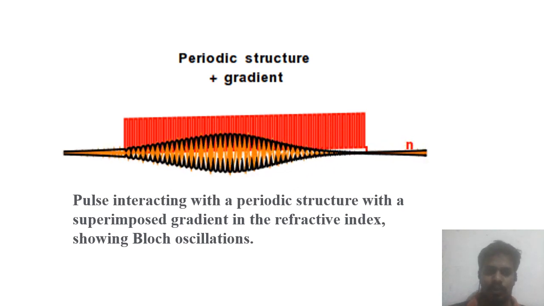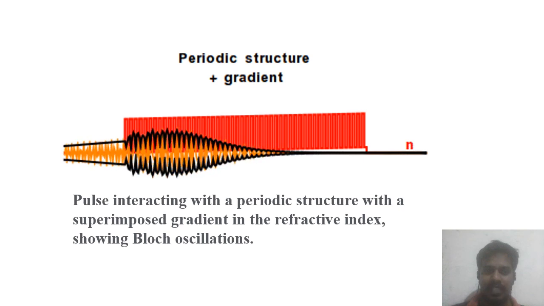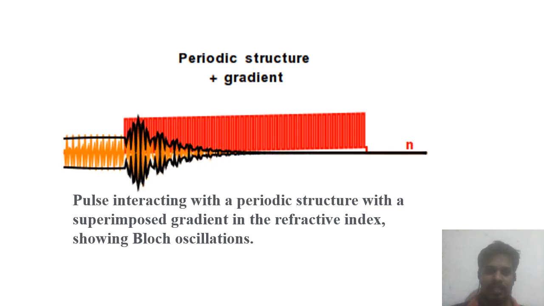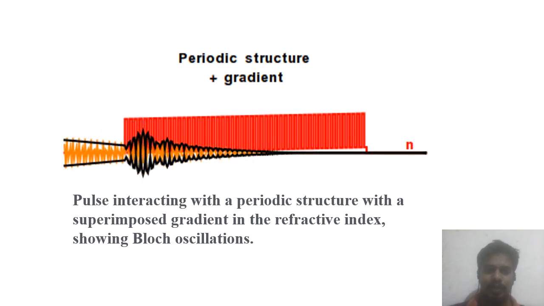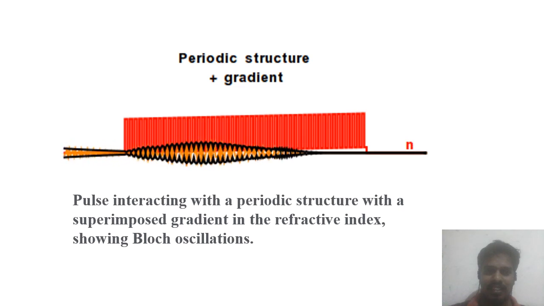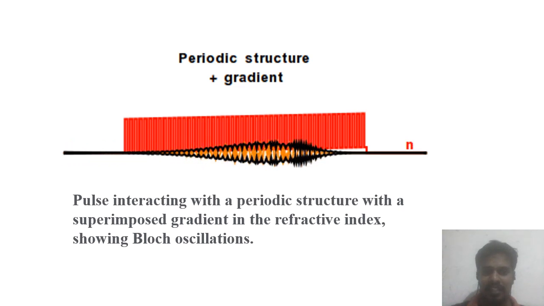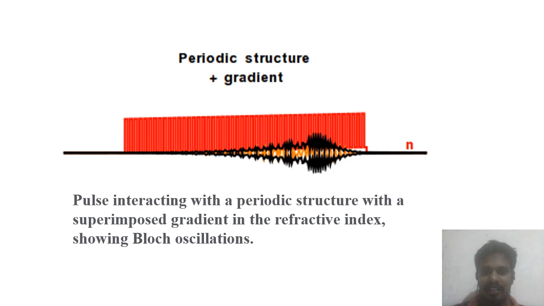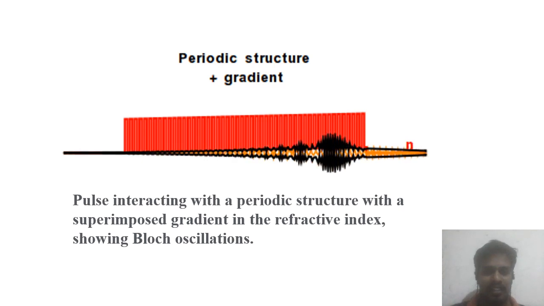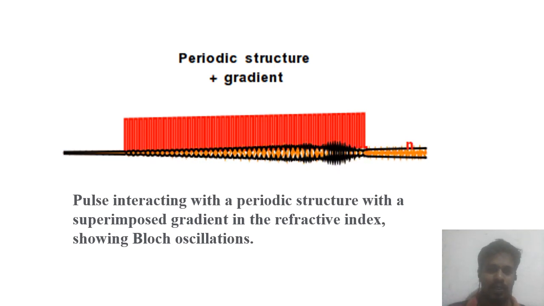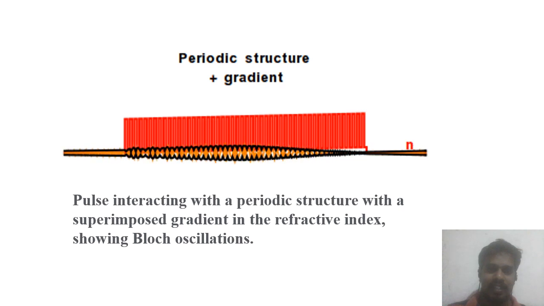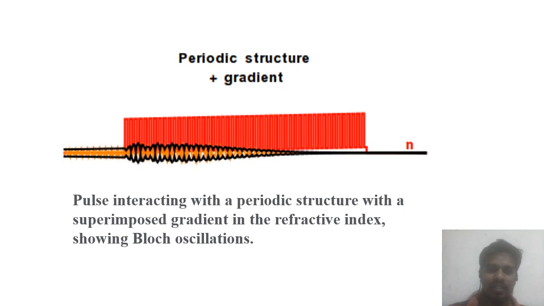So the pulse is moving inside the periodic potential. That means the electron movement will be oscillating. You can see the electron is moving to the right end, and then it is reflected back from the end. Then again it moves to the left end. So it is showing a kind of oscillation. This oscillation we can call a Zener Bloch oscillation.